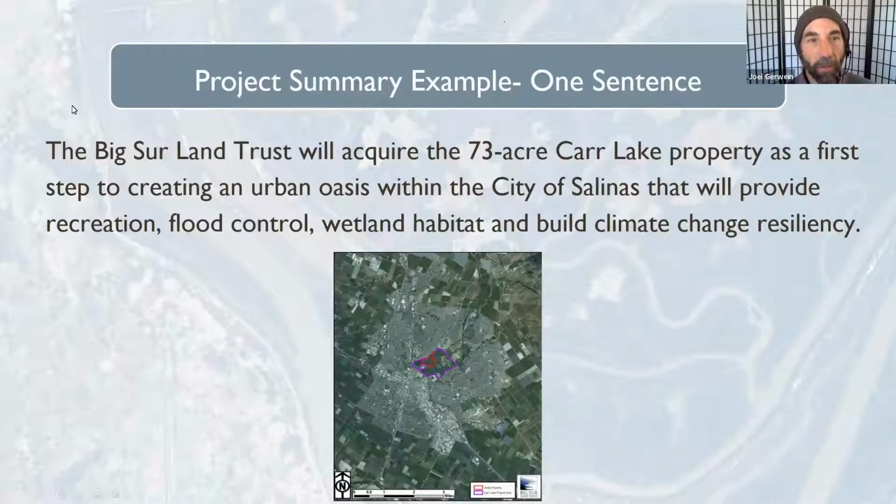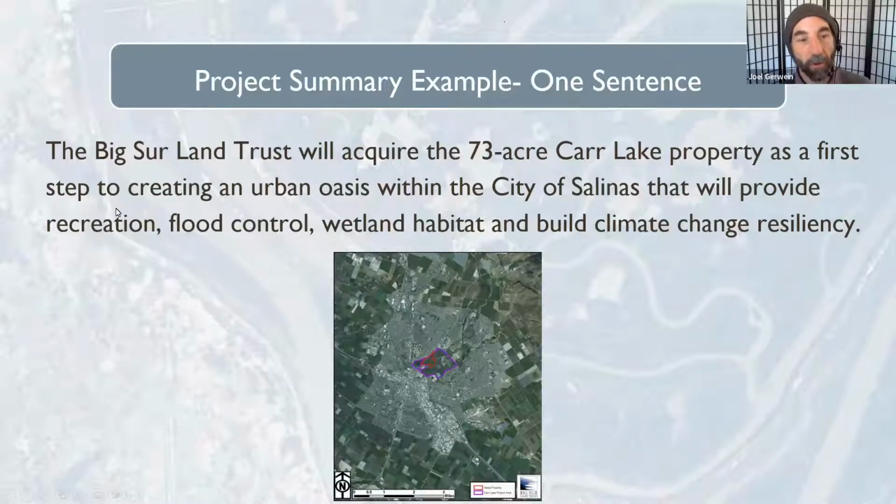So this sentence says the Big Sur Land Trust will acquire the 73-acre Carr Lake property as a first step to creating an urban oasis within the city of Salinas that will provide recreation, flood control, wetland habitat, and build climate change resiliency. So this, in just one sentence, answers the question, who is doing this project, the Big Sur Land Trust? What are they doing? They're acquiring the 73-acre property. Where is it? In the city of Salinas. And why are they doing it? To create an urban oasis with multiple benefits.